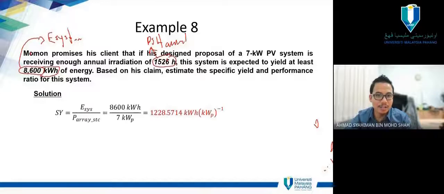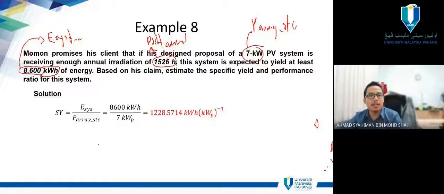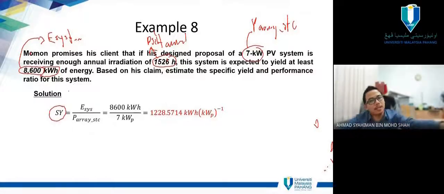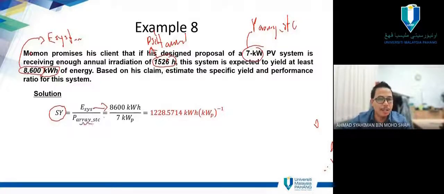Tulis juga lah. Tulis-tulis senang. Ini PRSTC. Okay. Daripada sini terus boleh kira spesifik yield. E-system kita tak payah nak kira sebab dah bagi. Dan e-system ni yang kita bagi tadi, 8,600 kilowatt hour. And then PRSTC also given 7 kilowatt peak. Then cara nak kira spesifik yield, gini je lah. E-system bagi PRSTC, 8,600 kilowatt hour over 7 kilowatt peak.